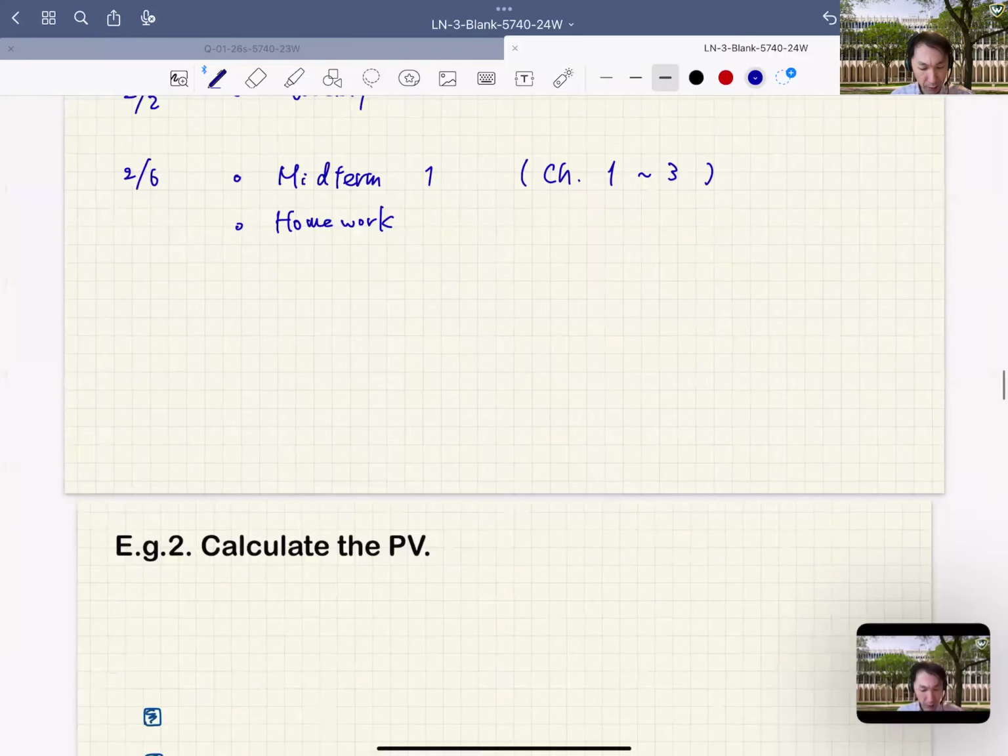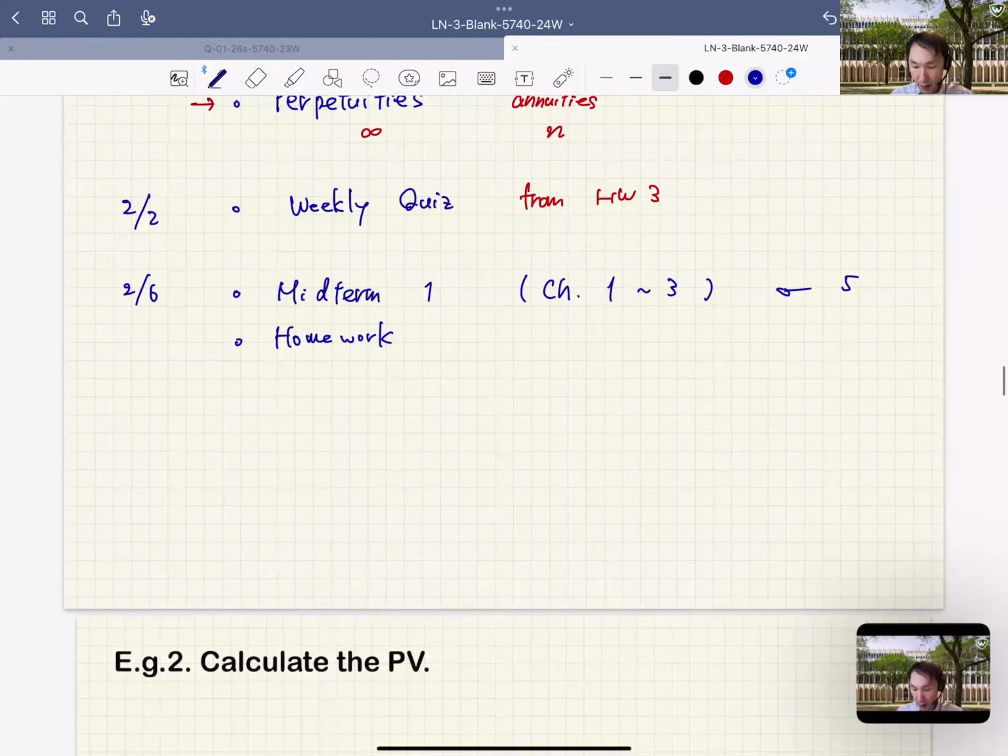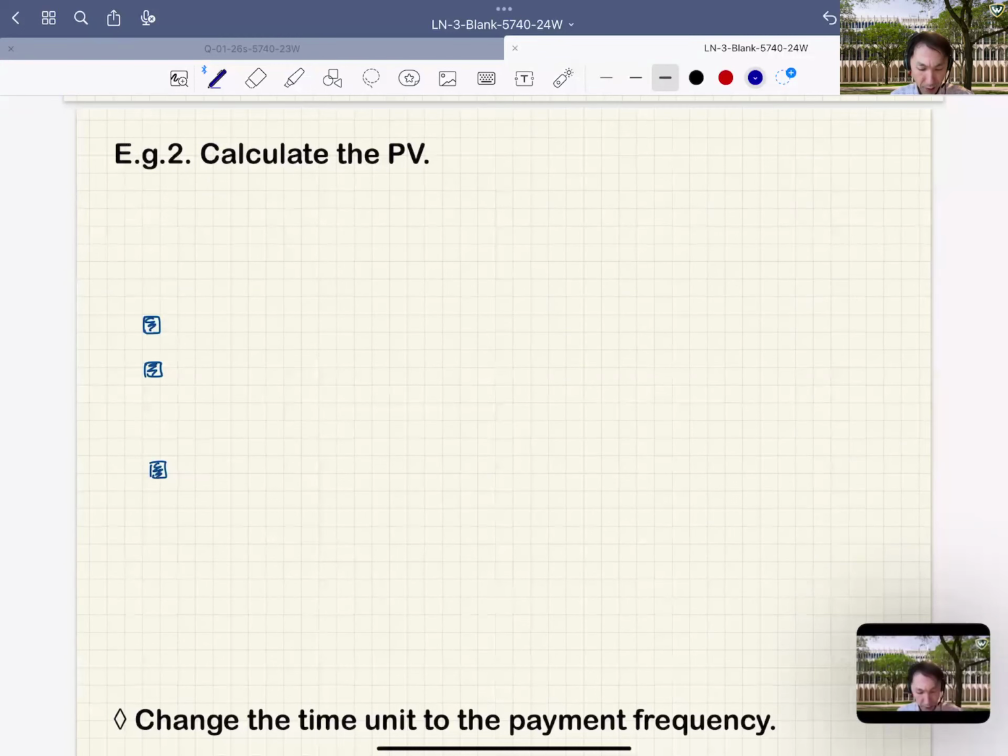You have already taken 2 quizzes, so you know the format of quizzes. Midterm 1 will probably have 5 questions, so it's similar to 5 quizzes. No blue book needed, so you can write down your solutions on the exam paper. Okay, do you have any questions so far?